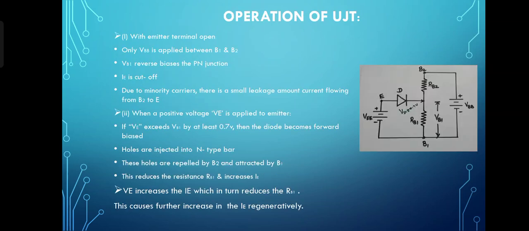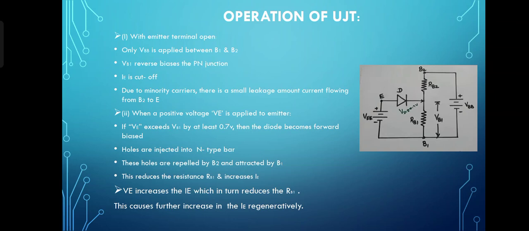Next, the operation of UJT. With the emitter terminal open, only VBB is applied between B1 and B2. VB1 reverse biases the PN junction and IE is cut off. Due to minority carriers, there is a small leakage current flowing from B2 to the emitter. When a positive voltage VE is applied to the emitter, if VE exceeds VB1 by at least 0.7 volts, then the diode becomes forward biased. Then holes are injected into the N-type bar. These holes are repelled by B2 and attracted by B1.